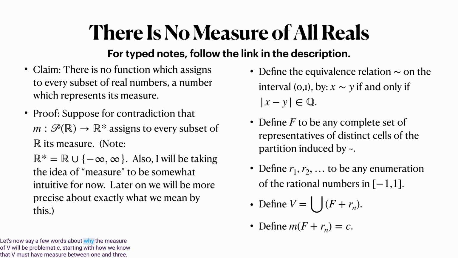Let's now say a few words about why the measure of V will be problematic, starting with how we know that V must have measure between 1 and 3. The short answer is that we will prove that V contains the interval from 0 to 1 and therefore has measure at least 1. After all, the interval from 0 to 1 has measure 1. So if V contains that, it should have at least as big a measure. Also, we will show that V is a subset of the interval from -1 to 2. Therefore, by similar reasoning, V has measure at most 3. Of course, I am skipping all of the details and explanation of why these subset relations hold, because I will discuss that in the next slide.